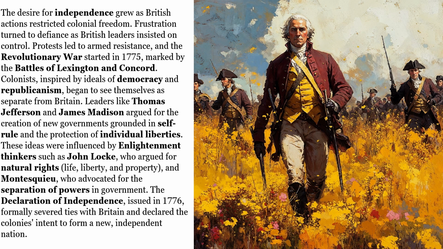Protests led to armed resistance, and the Revolutionary War started in 1775, marked by the battles of Lexington and Concord. Colonists, inspired by ideals of democracy and republicanism, began to see themselves as separate from Britain. Leaders like Thomas Jefferson and James Madison argued for the creation of new governments grounded in self-rule and the protection of individual liberties. These ideas were influenced by Enlightenment thinkers such as John Locke, who argued for natural rights, life, liberty, and property, and Montesquieu, who advocated for the separation of powers in government.